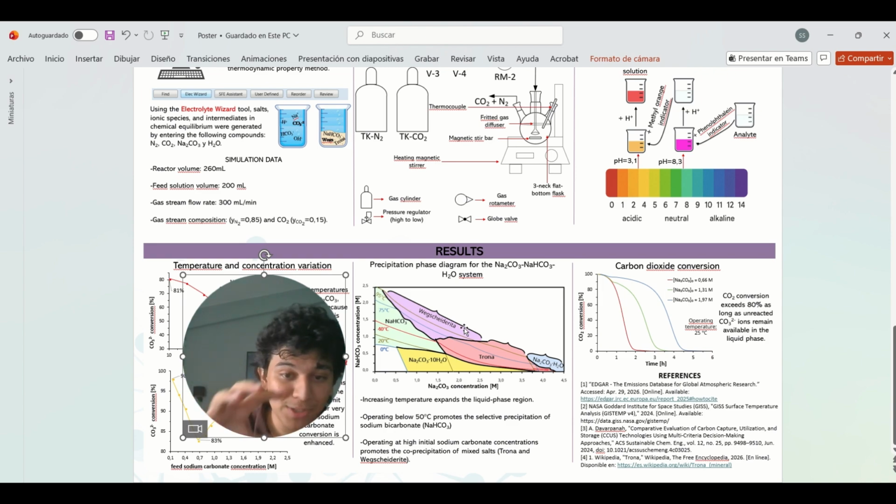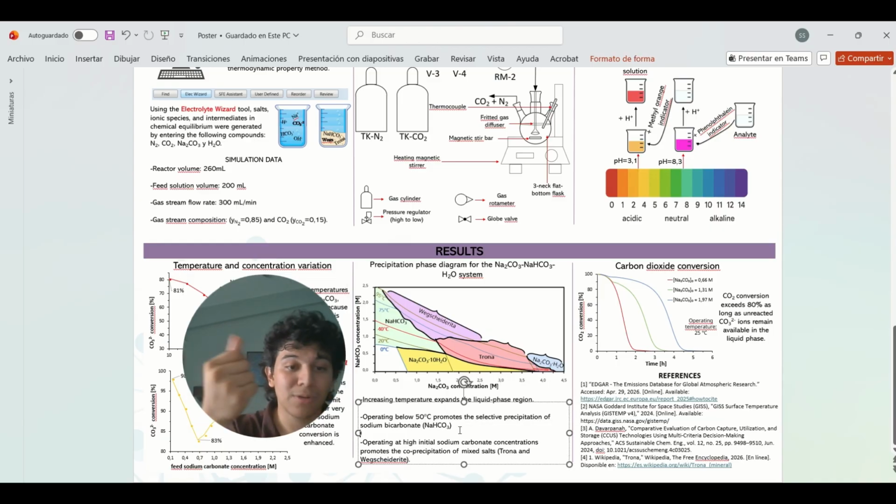Well, this picture is very important. Why? Because in this picture, increased temperature expands the liquid phase region, and operating below 50 degrees promotes the selective precipitation of sodium bicarbonate. Sodium bicarbonate has a lower cost than other salts, according to this graphic. Operating at high initial sodium carbonate concentration promotes the co-precipitation of mixed salts like Trona or Wegscheiderite.